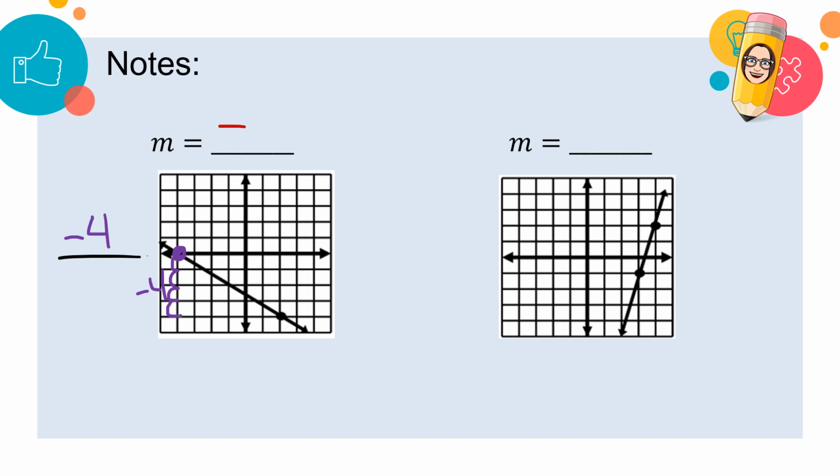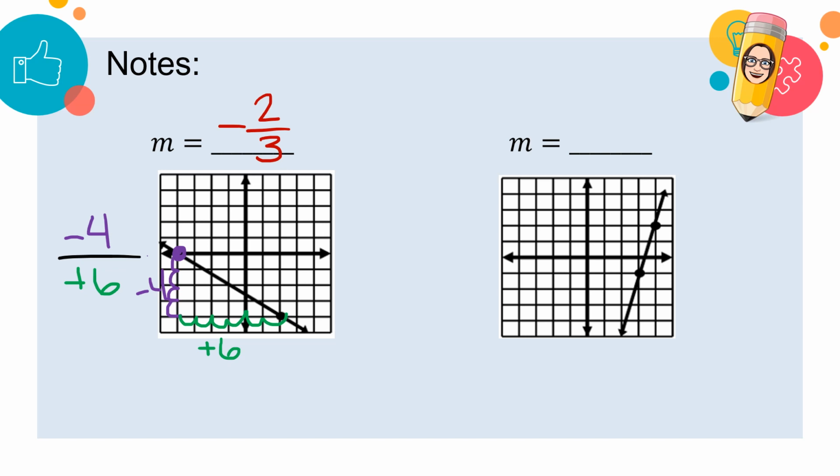Let's talk about my run. 1, 2, 3, 4, 5, 6. I had to go 6 to the right. That's a positive 6. So let's talk about this. A negative divided by a positive is a negative. But negative 4 over 6 doesn't divide nicely, but it does reduce. 4/6 reduces down to 2/3. Negative 2/3 is my slope.